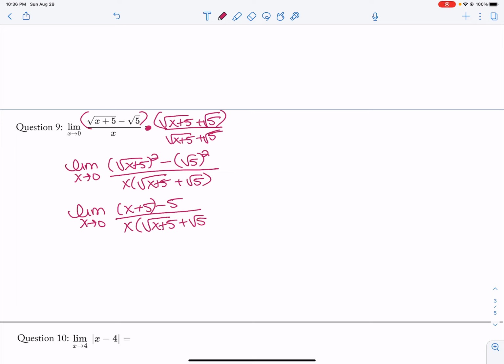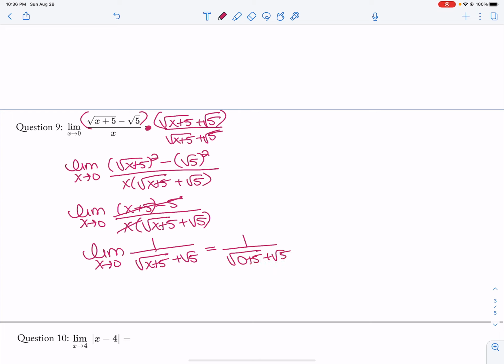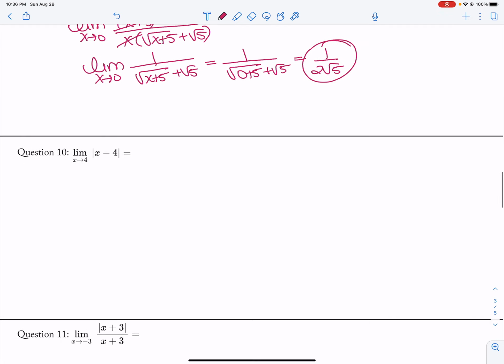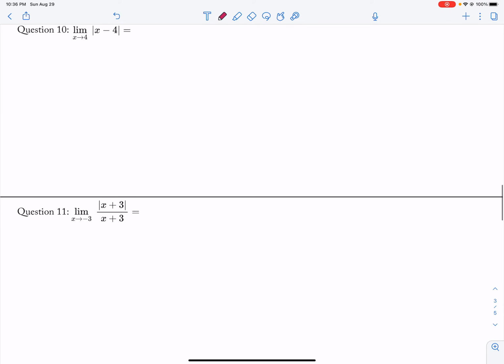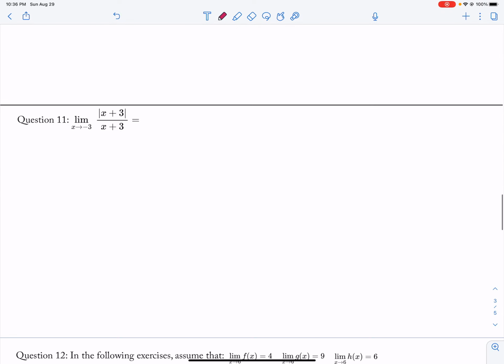And now my x plus 5 minus 5 cancels out with my x in the denominator, so I get the limit as x approaches 0 of 1 divided by the square root of x plus 5 plus root 5. Now when I plug in 0 for my x, I don't get 0 in the denominator, so I get 1 divided by root 0 plus 5 plus root 5, which is 1 over 2 square root of 5. And I don't need to simplify by rationalizing the denominator. That's totally fine. Okay, so now I'm going to look at question 11.